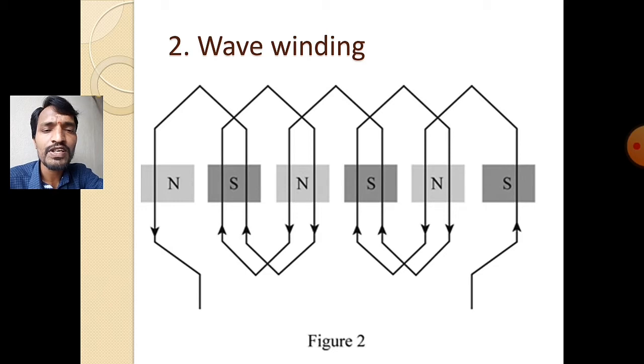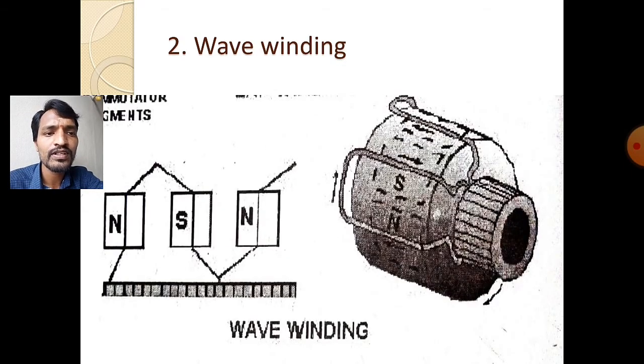Wave winding is used for applications of high voltage and low current. Wherever we require a high voltage and low current generator, we use wave winding on that generator. Here is the wave winding wound on the armature core and connected to the commutator segments.